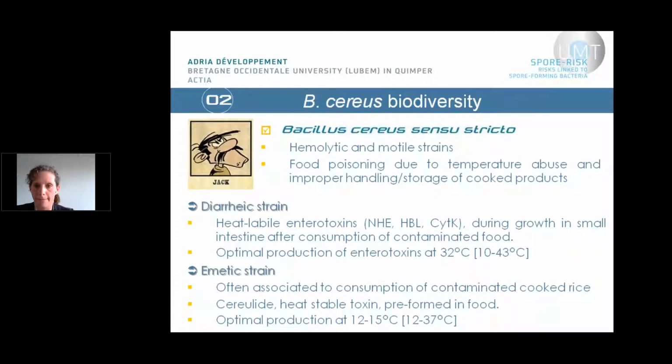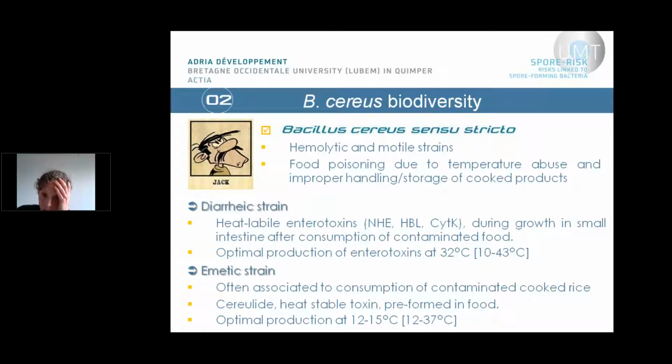Bacillus cereus sensu stricto, so they are hemolytic and motile strains. They are involved in food poisoning due to temperature abuse and improper handling or storage conditions. You have diarrheic strains, which are involved in food poisoning.